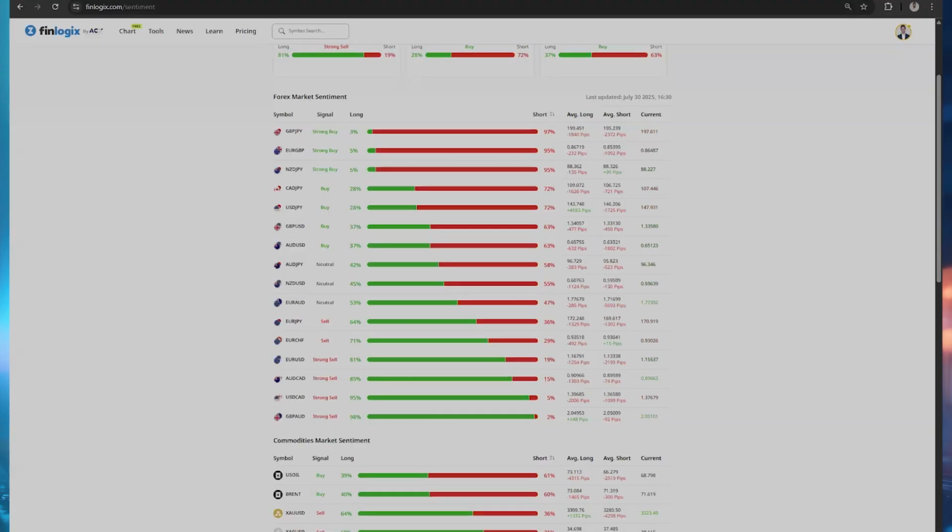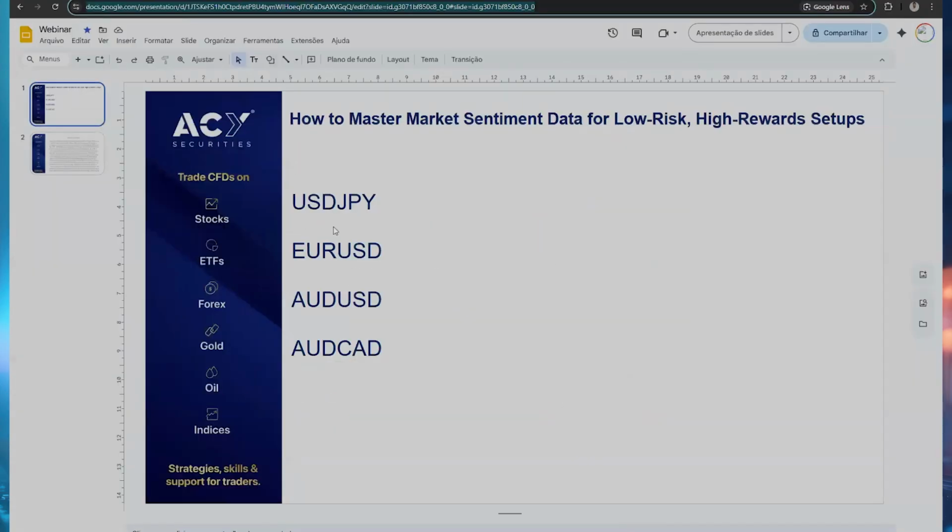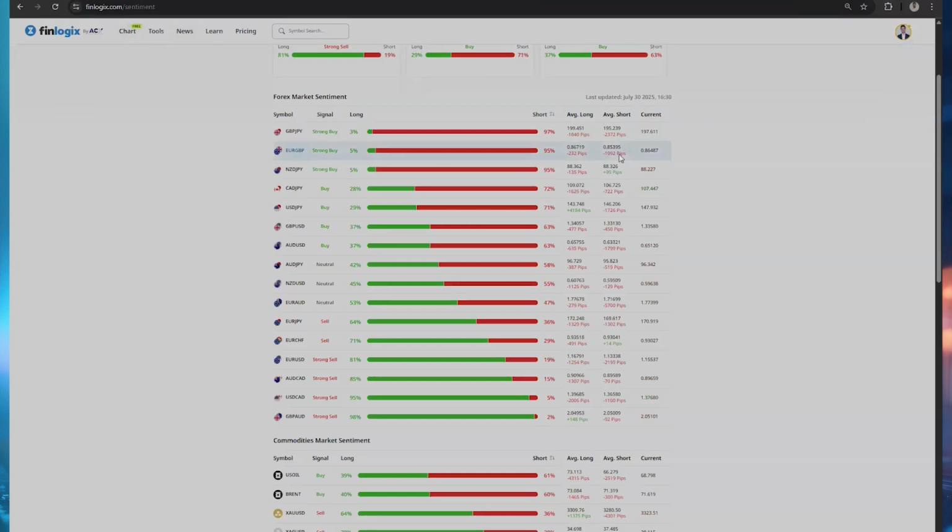Cool. Next one, we've got Aussie against the US dollar. So it just updated again 7 minutes ago. Let's have a look into Aussie against the US dollar. We can see that the Australian dollar is on the green side. So Aussie against the US dollar, as I say, what we want to do is buy US dollars. Okay.